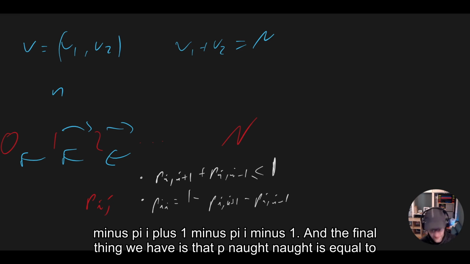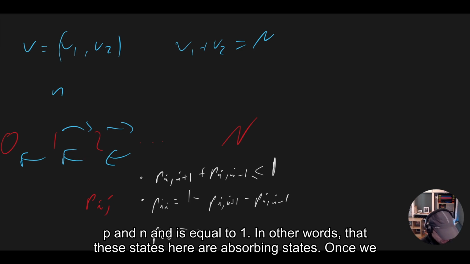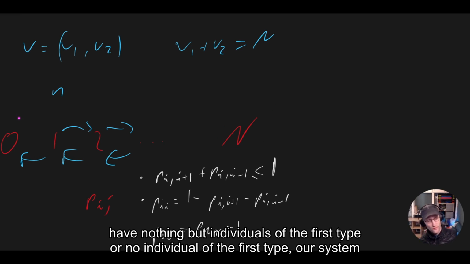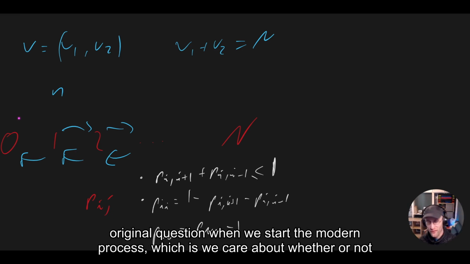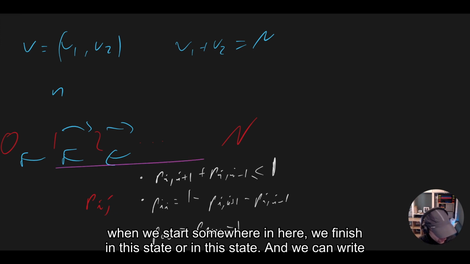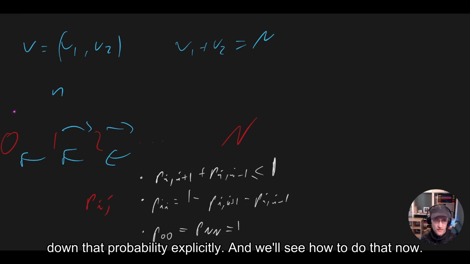And the final thing we have is that P00 is equal to Pnn and is equal to 1. In other words, these states here are absorbing states. Once we have nothing but individuals of the first type or no individuals of the first type, our system does not change. And these probabilities are going to allow us to write down a formula to answer our original question when we started the Moran process, which is we care about whether or not when we start somewhere in here, we finish in this state or in this state. And we can write down that probability explicitly. And we'll see how to do that now.